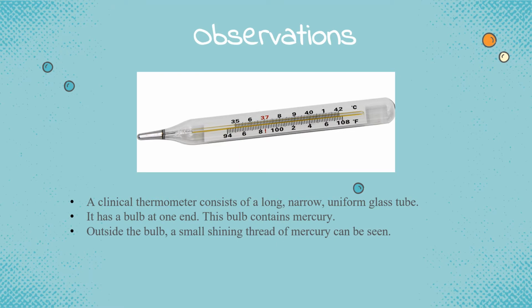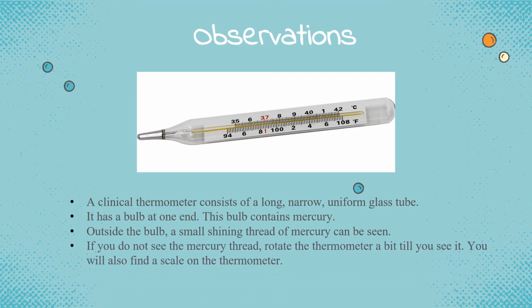Outside the bulb, a small shining thread of mercury can be seen. You guys can see that, it's right behind the yellow line that you see in the picture. If you do not see the mercury thread, rotate the thermometer a bit till you see it. You will also find a scale on the thermometer. You're looking at the scale when you're looking at the numbers, right?